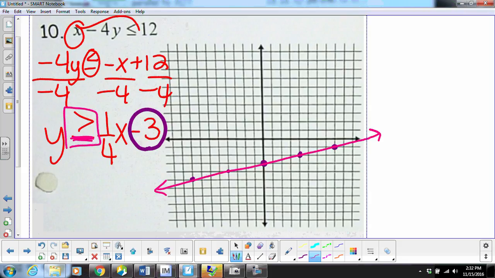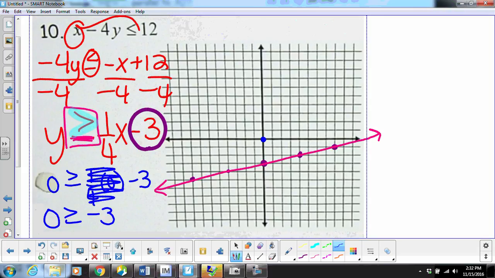Now remember, 2 ways that we can figure out shading. It's greater than, so that means we are going to shade above. Or if you want to do the math side, then we would pick the point 0, 0 right here, and we would plug that in. 0 is greater than or equal to 1/4 times 0 minus 3. Remember, this turns into 0. So is 0 greater than or equal to negative 3? Your answer is yes, so you shade where the point 0, 0 is. Remember, if you do that and your answer is no, you shade on the other side of where the point 0, 0 is.